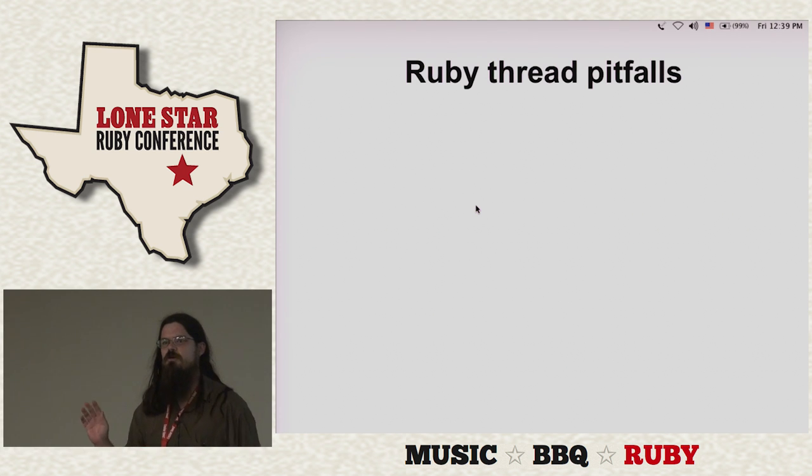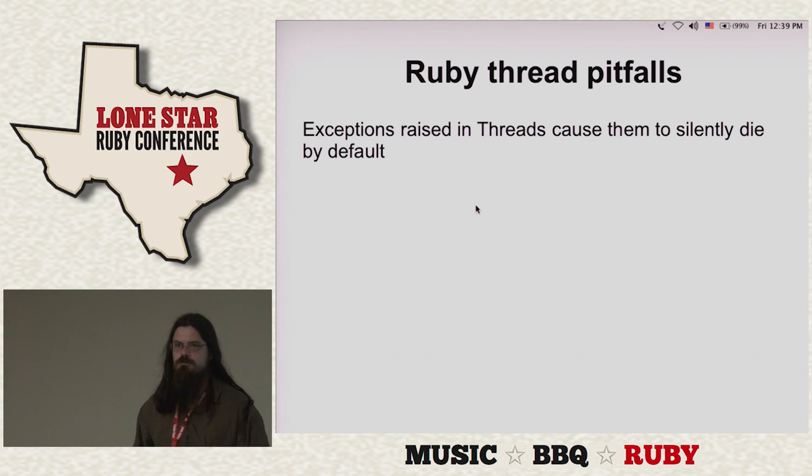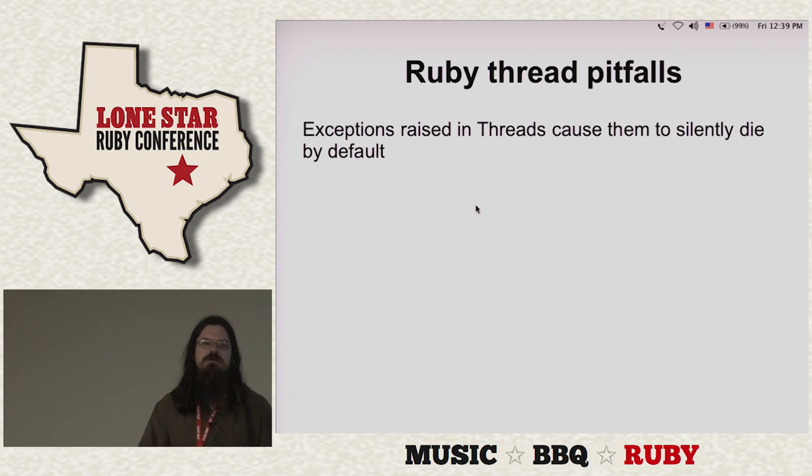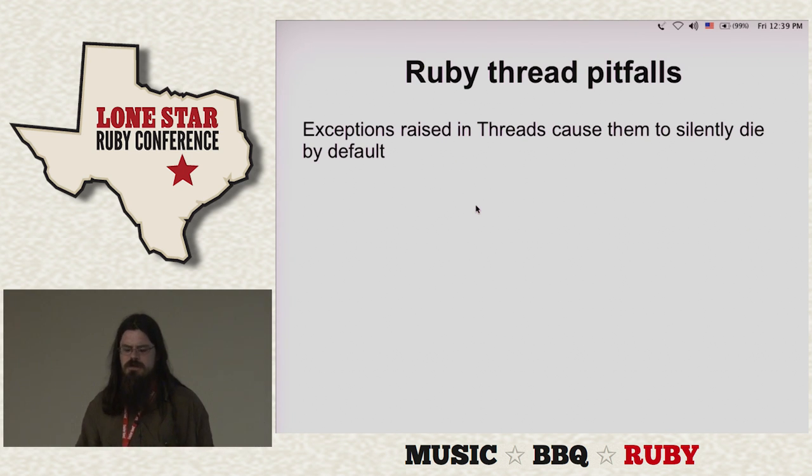So there are some pitfalls to doing thread programming, specifically in Ruby. There's a couple that generally you run into. So one of them, an exception that's raised in a thread will by default cause that thread to just die silently without any kind of error message or stack trace or anything, and you won't know that anything bad has happened. This has bitten me so many times. So it's a good idea generally to do something to deal with this problem. Because otherwise, stuff will go wrong and you'll scratch your head, wondering what happened.